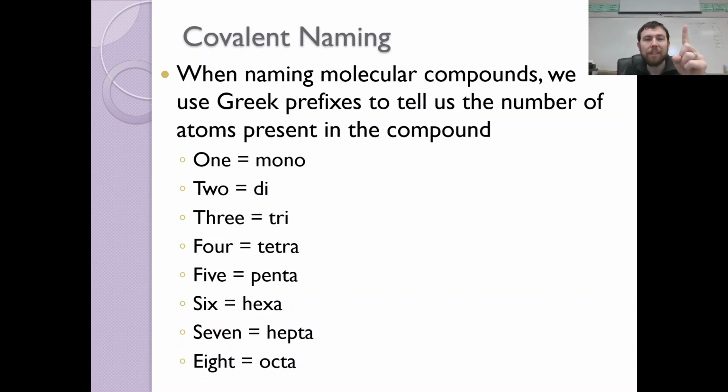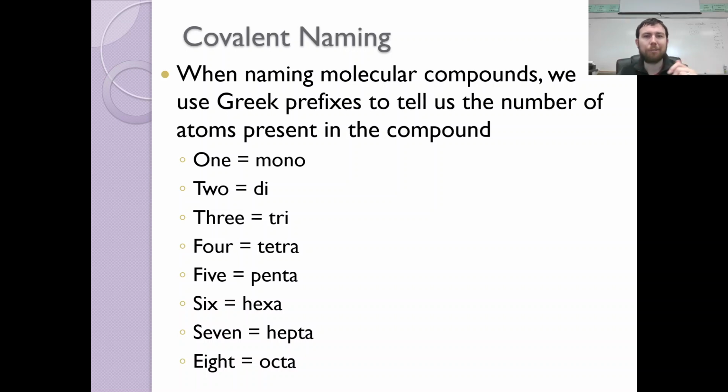If you've got one of something, we're going to use the prefix mono. If you've got two of something, you're going to use the prefix di. If you've got three, the prefix tri. Four, tetra. Five, penta. Six, hexa. If you've got seven of an atom, we're going to use the prefix hepta. And if there's eight of something, we're going to use the prefix octa.